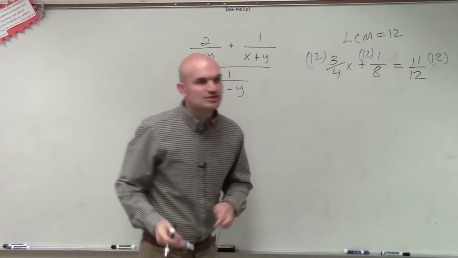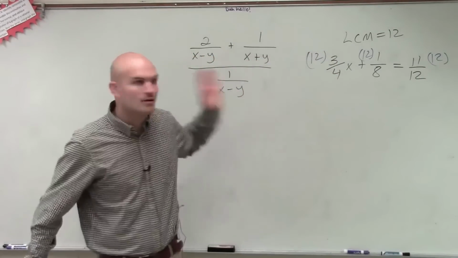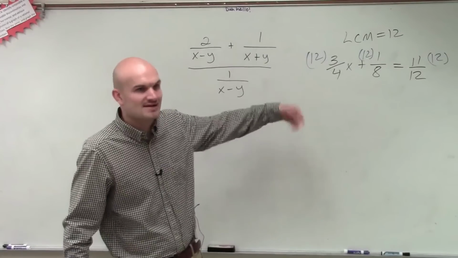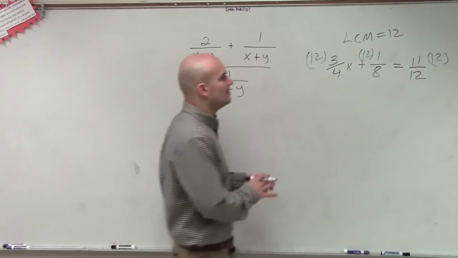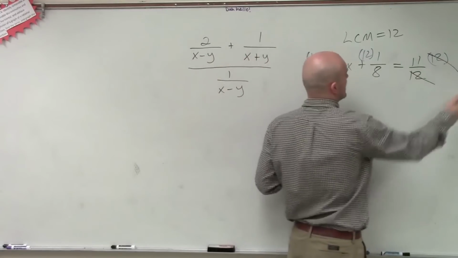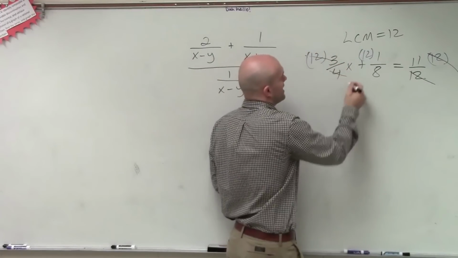Is my equation still equal? As long as I do whatever I do on the left side, I do on the right side. So since I multiplied both terms by 12 on the left side, I multiply on the right side, my equation is still true, right? OK, but now what happens? That goes to 1. That goes to 3.